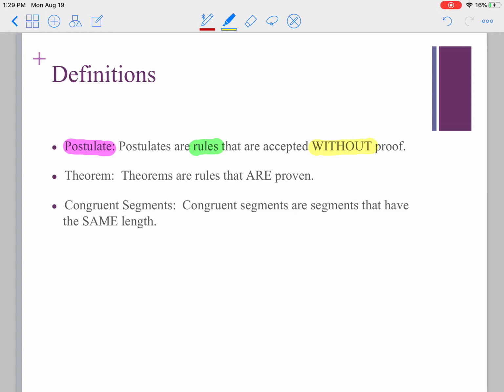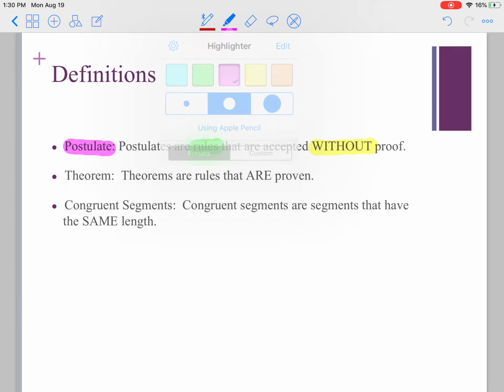That is unlike a lot of things in geometry. In geometry, most of the examples that we work with will have to be proven. We will have to be able to show why a particular rule works or why it's true. But a postulate is one of those exceptions that we can just accept without having to prove.